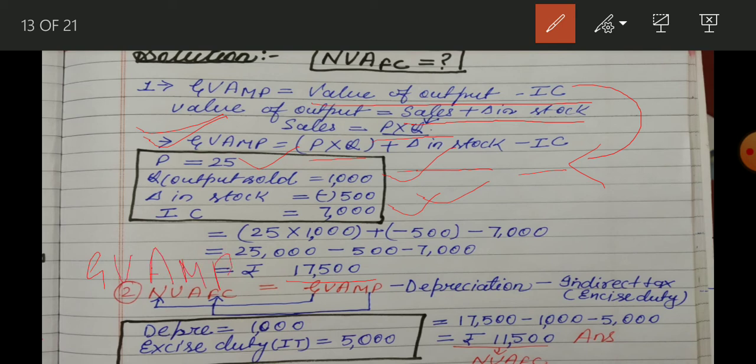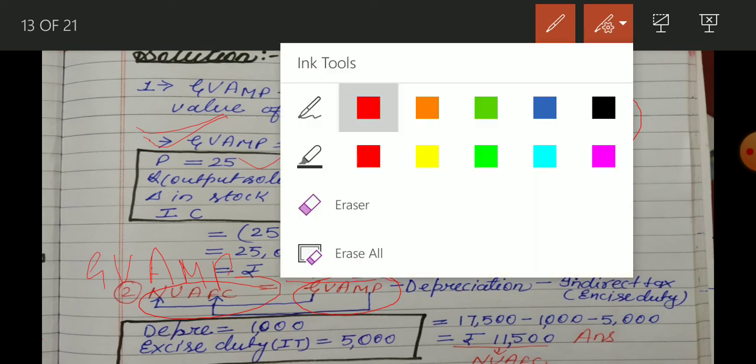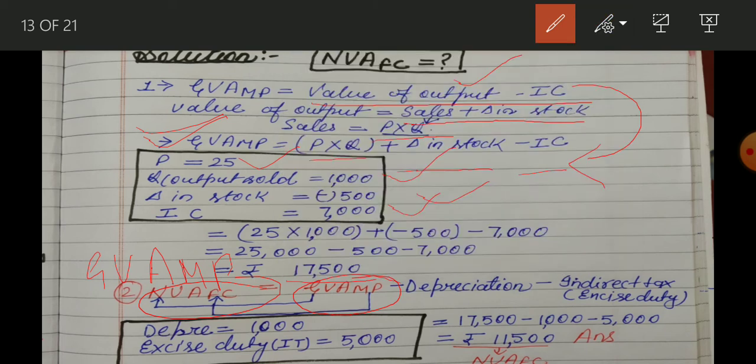Okay, student, and what is our question? We have to calculate NVAFC. So what do we have? We have GVA MP, and what we have to calculate is NVAFC. So you can see here there are two differences. Here it is given gross and here it is given net.